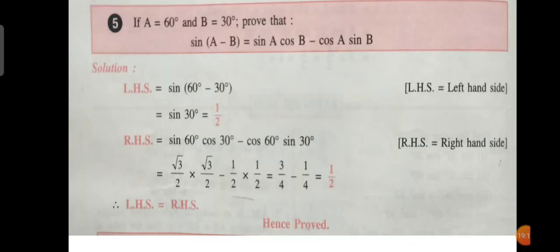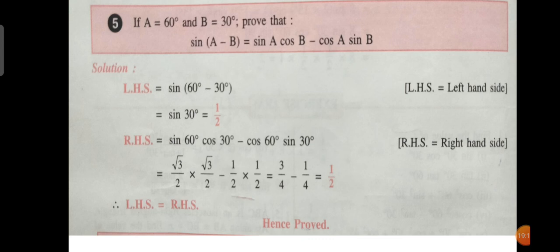Next, some exercise problems have been given. All these problems are easy. You just have to substitute the measures of the angles, the trigonometric ratios of standard angles, and you will directly get the answer.